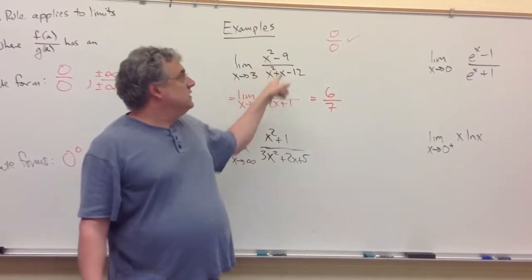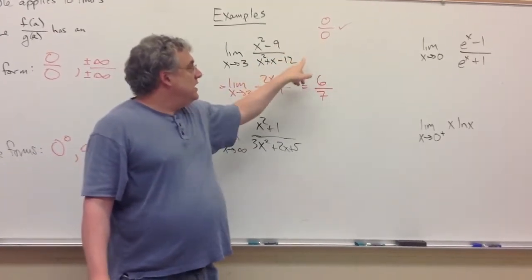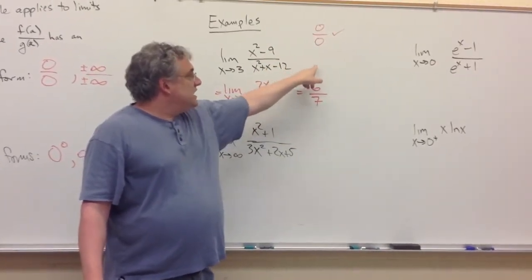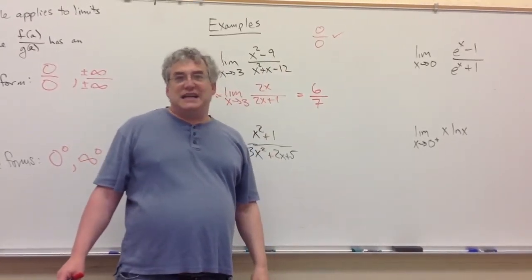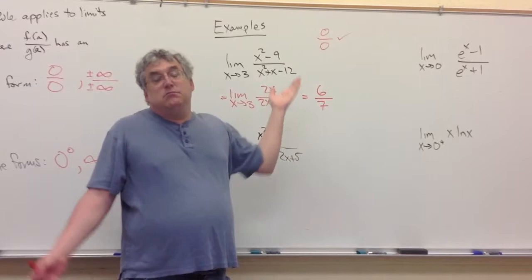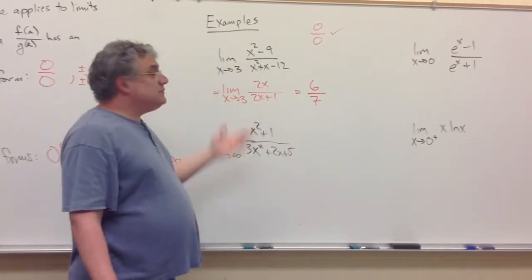It factors. You get x plus 3, x minus 3, over x minus 3 times x over x plus 4, and you cancel it out. We learned a way to do this one. L'Hôpital's rule is not necessary. Might be easier, maybe it's not, but it comes out the same either way.